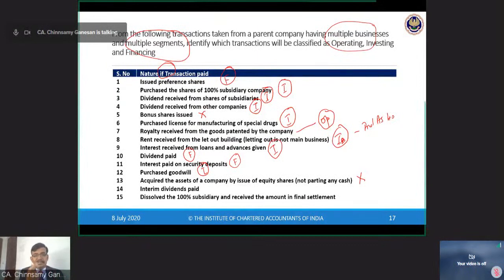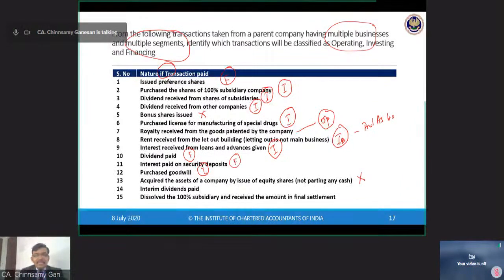Acquired assets of 10,000 rupees for which shares of 10,000 rupees have been issued. So immediately what we will do is show 10,000 as an outflow in investing activity, and issued shares 10,000 as financing activity, and show that as inflow. So net, the cash flow statement will tally. Whether it's correct? No, because it's a non-cash item. So to that extent, it is not possible to show this.